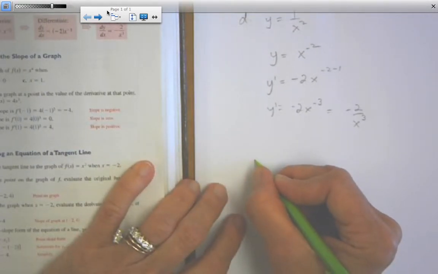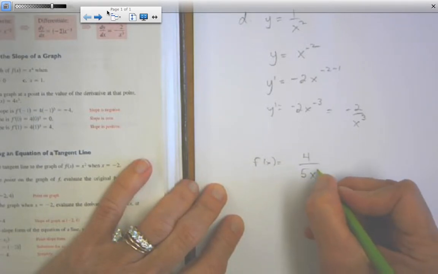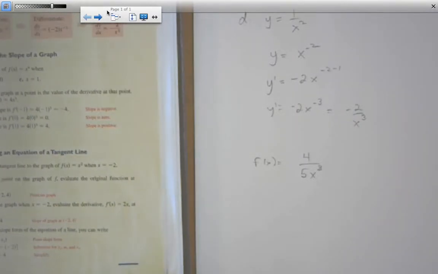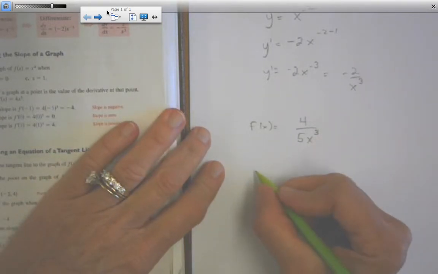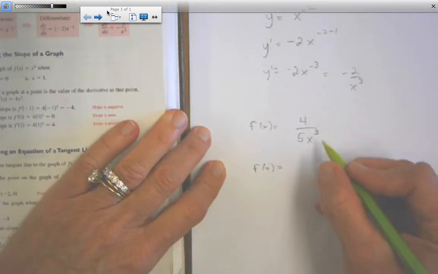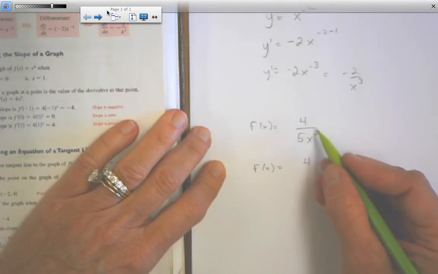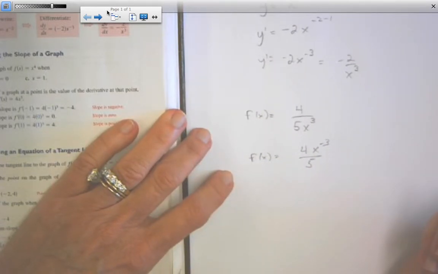What if I had f of x equal to 4/5 x to the negative 3rd power? Find the derivative of that one. So I hope you recognize that 4/5 is a coefficient. So it stays 4/5 x to the negative 3.